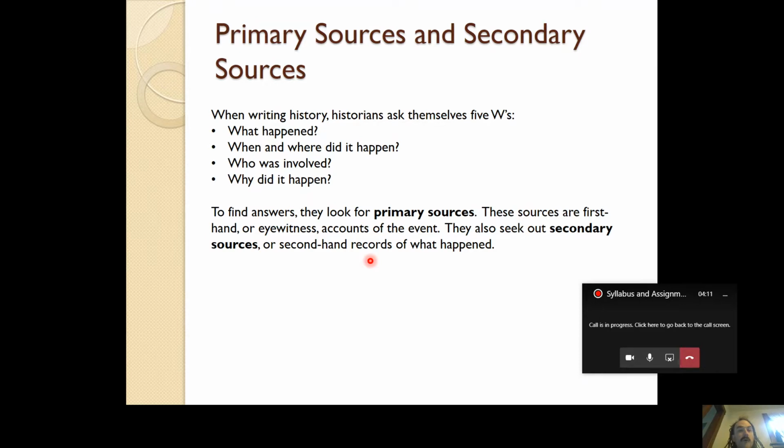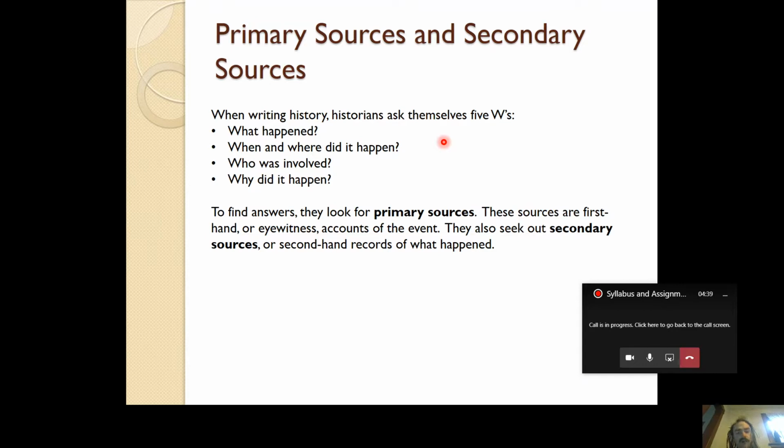As you can see in the world around us, people's ability to critically think is suffering. It is not good. People are stupid, and it's making this world stupid. And so my goal is to make you all smarter so you can help this world be smarter and not be such a mess. So when writing history, historians and you, students, should ask themselves the 5 W's.